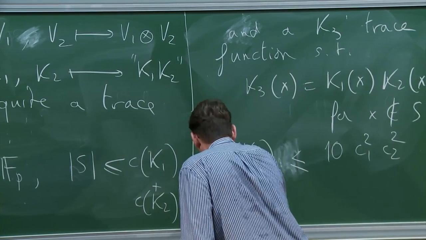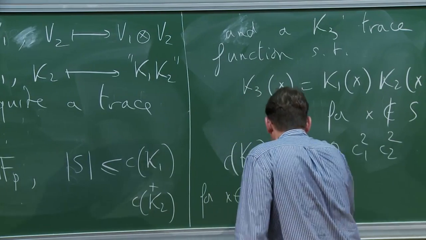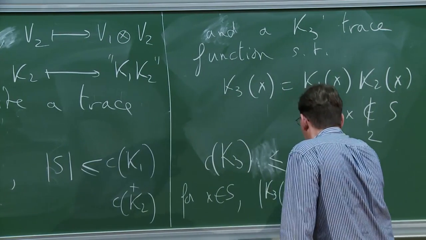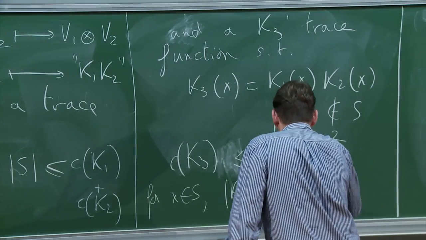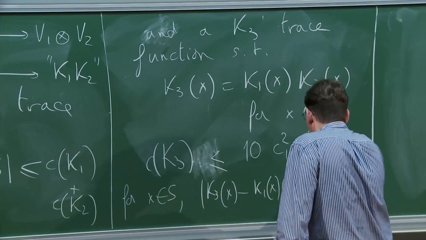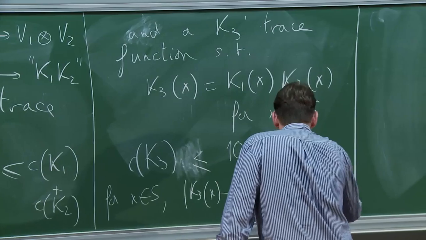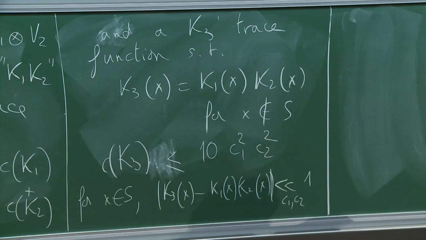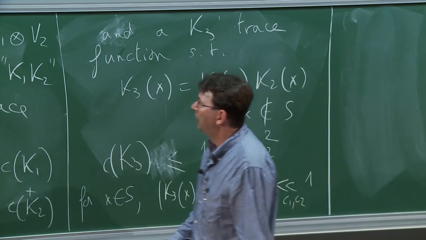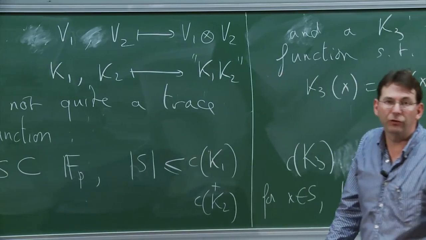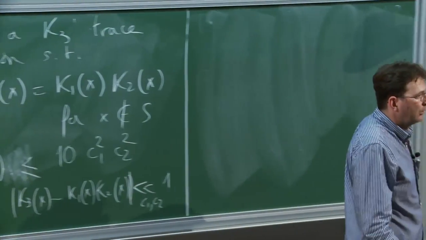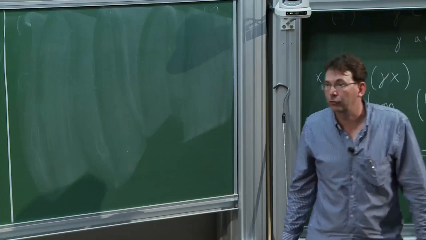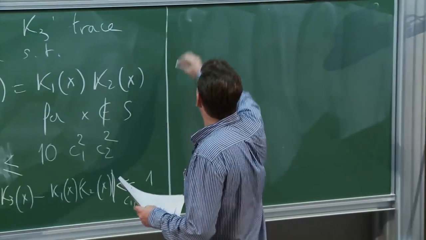So for X in S, K3 of X minus K1 of X, K2 of X will be bounded by 1 depending on C1 and C2. So you can write down the inequalities that come out. It's not very important. So for all purposes, that means that the fact that it's not quite a trace function is just a technical nuisance, just like taking products of Dirichlet characters, which is not always primitive. Okay.